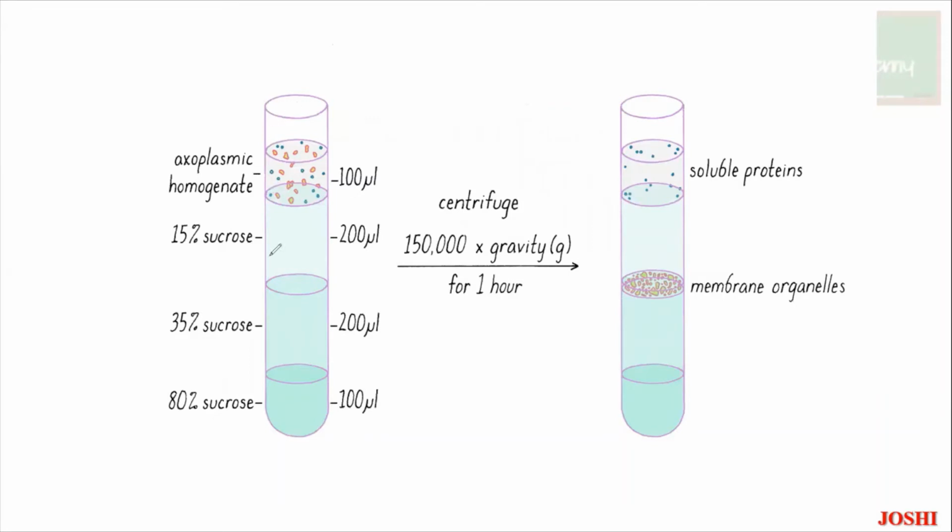Okay. So you take a centrifuge tube. You don't take a test tube. Test tube is made of glass. It will break under the centrifugal force. So you are going to take a plastic centrifuge tube. Okay. Now what you do is, see, can you see the gradient? It is 80%, 35%, 15%. And depending on your requirement, you can have the difference in the density of sucrose.